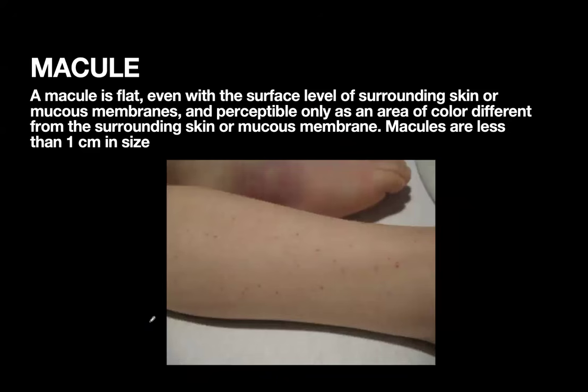What you're seeing on the screen is a macule. What is a macule? It's flat, even with the surface level of the surrounding skin or mucous membrane, and perceptible only as an area of color change. Just the color change will be there. Can you see this? These are all macules, small macules. Macules, like we read, are less than 1 centimeter in size.